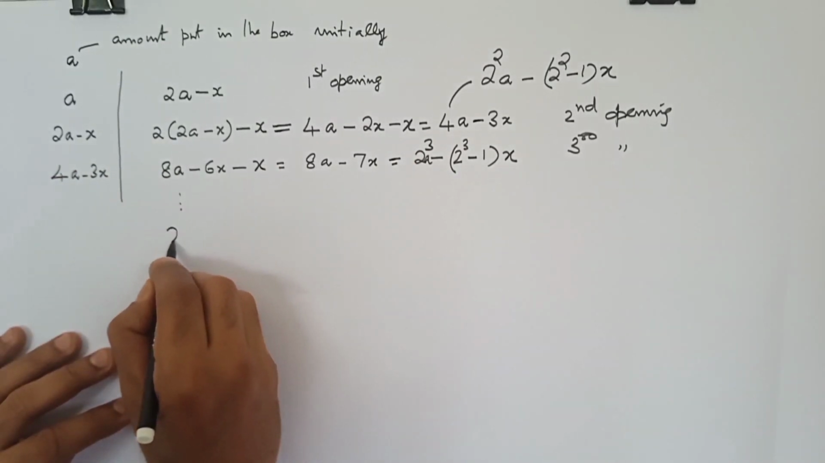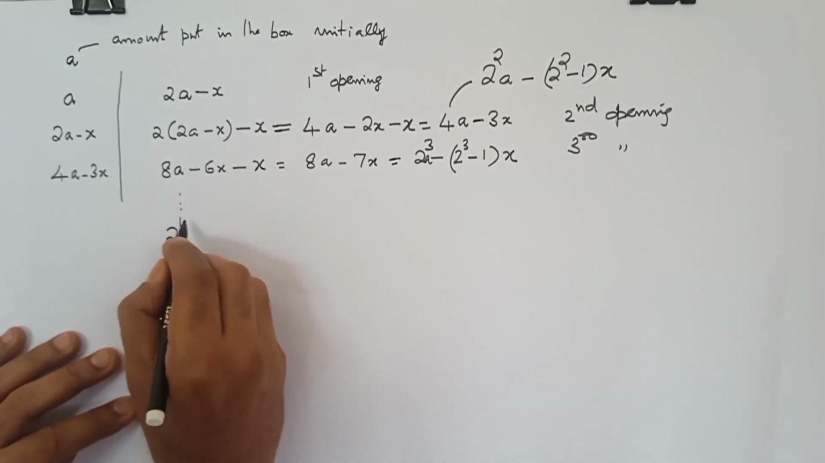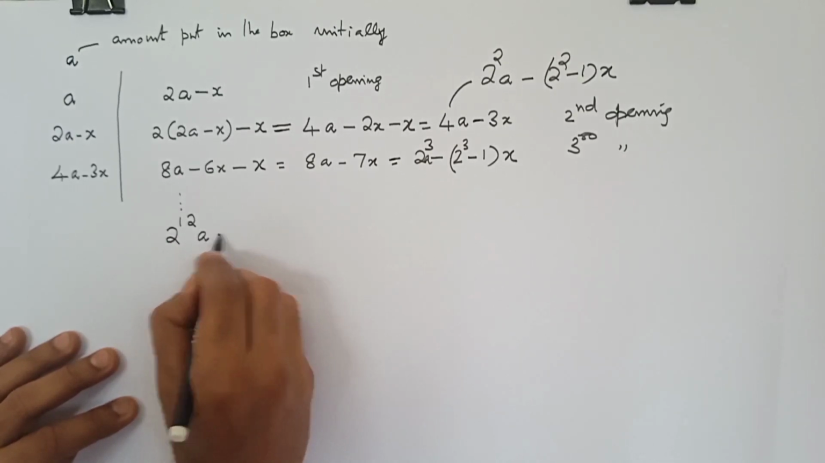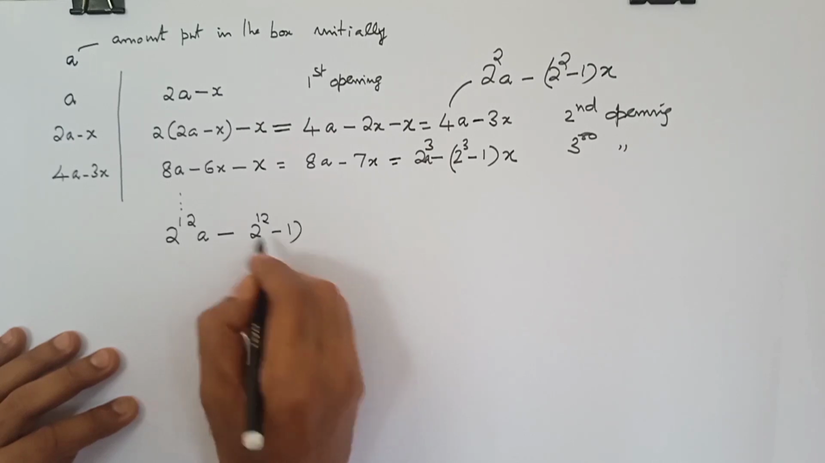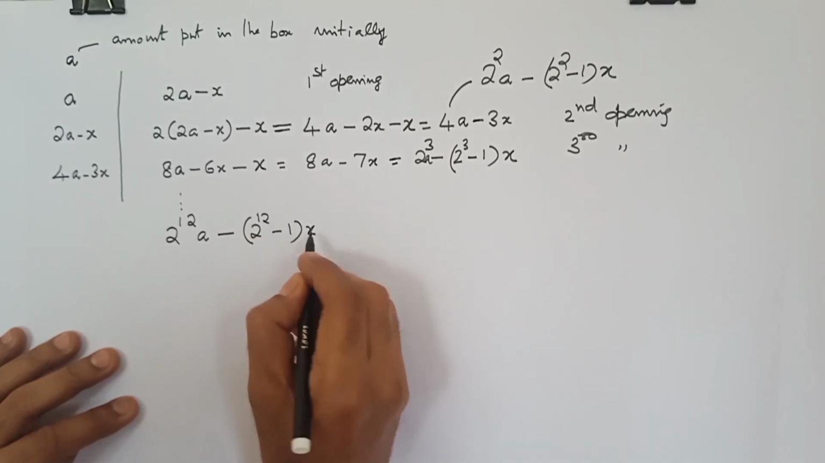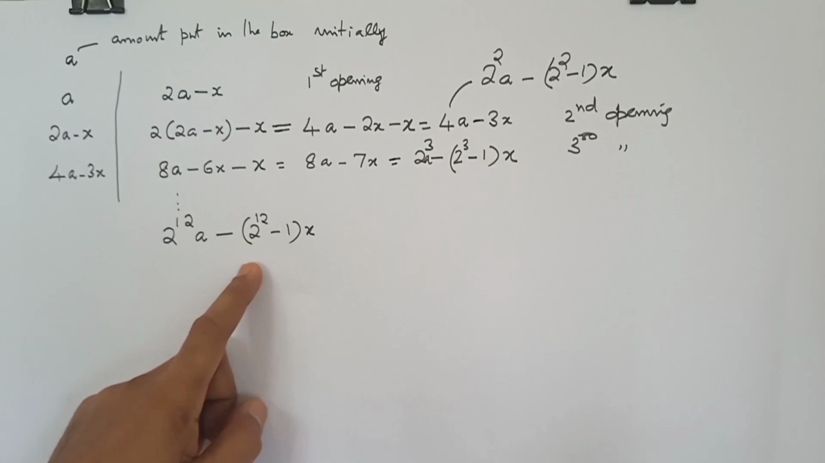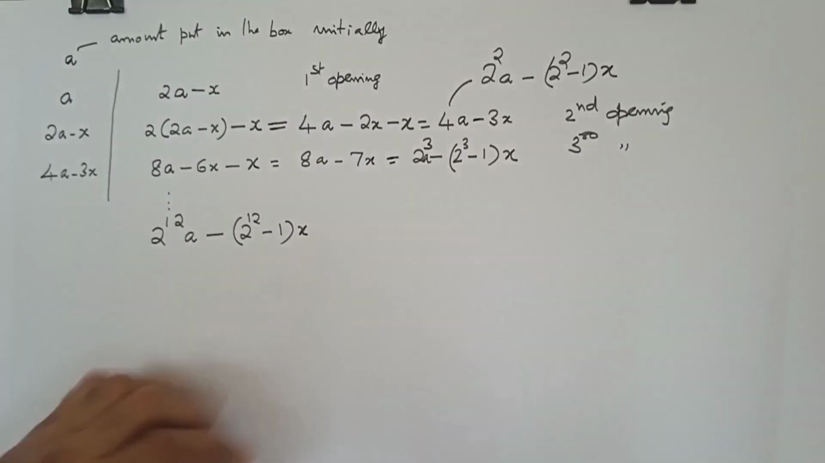You use that. After he does the whole thing, in the 12th time, you will see 2 power 12 A minus 2 power 12 minus 1 X. This is what is going to be there in the box after he does the 12th operation completely. And this amount is given in the data. You may refer back to the data. This is given to be how much?